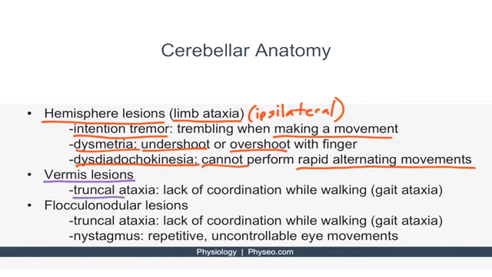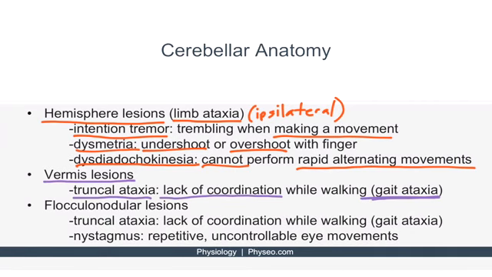Now, talking about vermis lesions, so in the center, or the midline of the cerebellum. If you damage this, you'll get truncal ataxia, so that's a lack of coordination while walking. This can be gait ataxia as well. This is a general overview of truncal ataxia. There can be other symptoms, for example, while the patient's sitting, and they have a hard time maintaining posture because of truncal ataxia. But for the most part, you're going to see it with gait. They're going to have trouble walking.